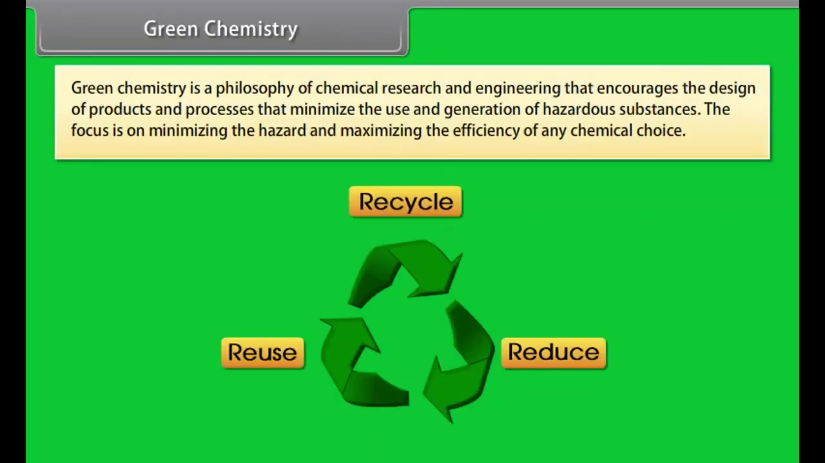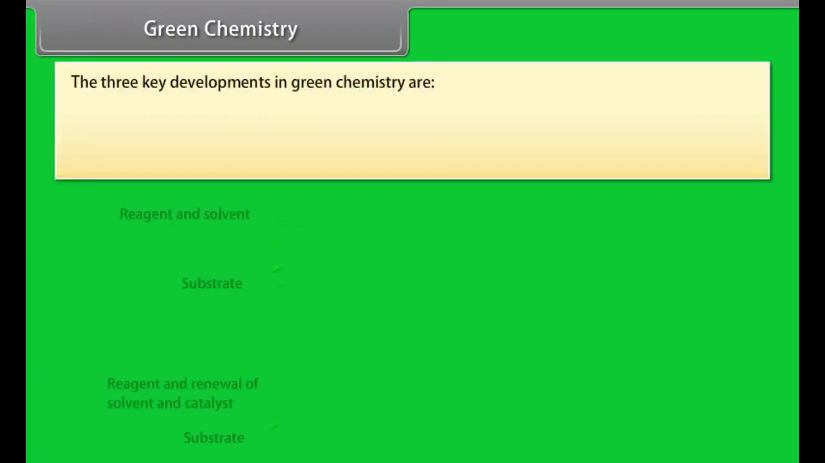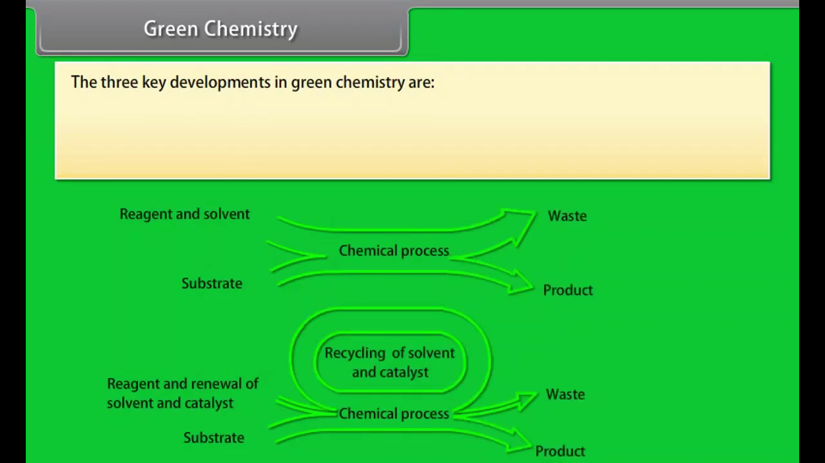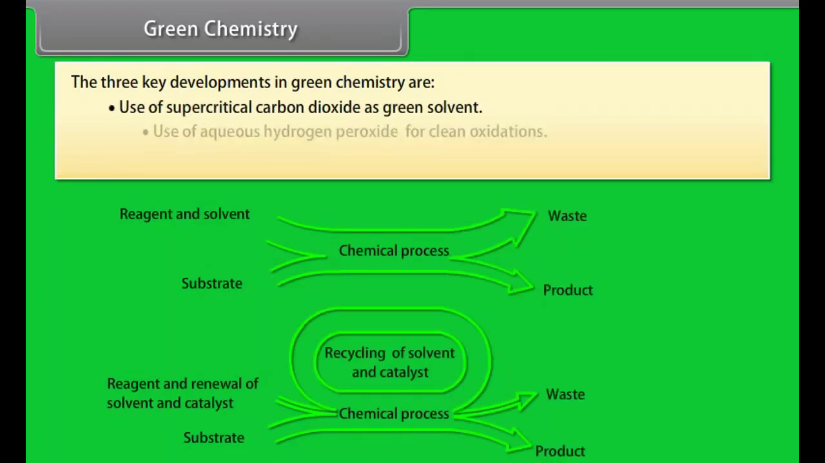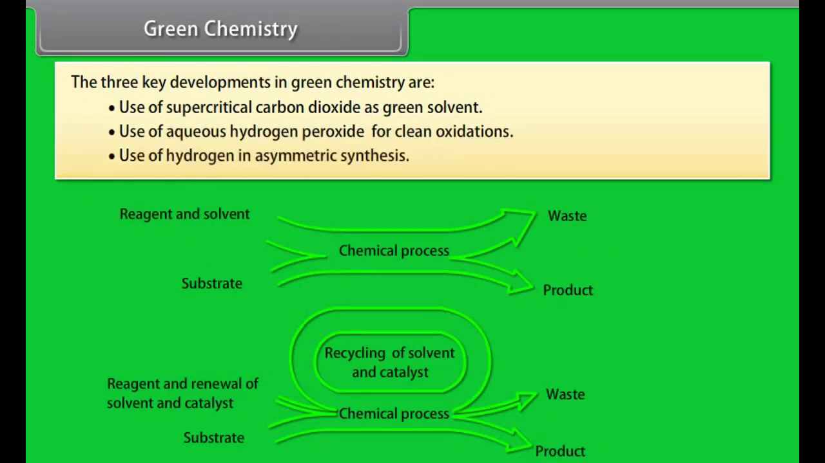Green chemistry. Green chemistry is a philosophy of chemical research and engineering that encourages the design of products and processes that minimize the use and generation of hazardous substances. The focus is on minimizing the hazard and maximizing the efficiency of any chemical choice. The three key developments in green chemistry are: use of supercritical carbon dioxide as green solvent, use of aqueous hydrogen peroxide for clean oxidations, use of hydrogen in asymmetric synthesis.